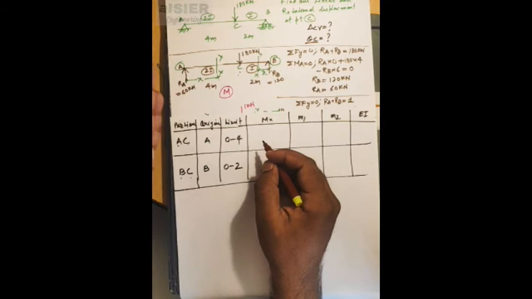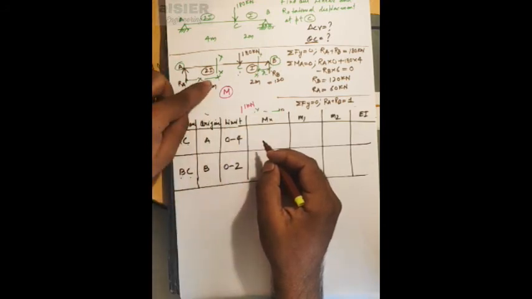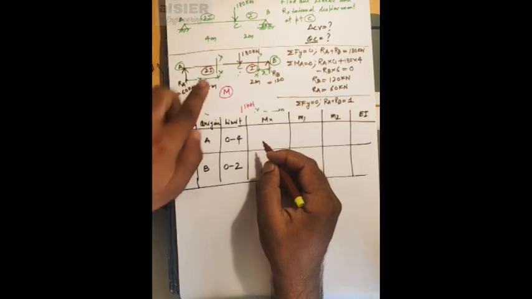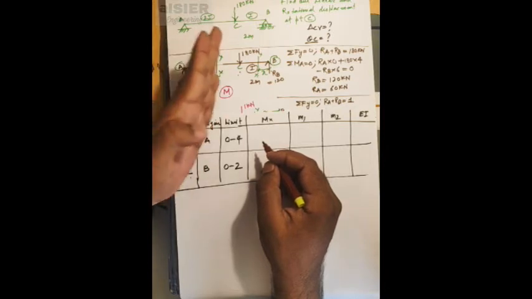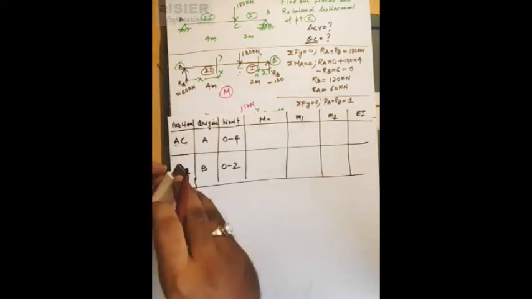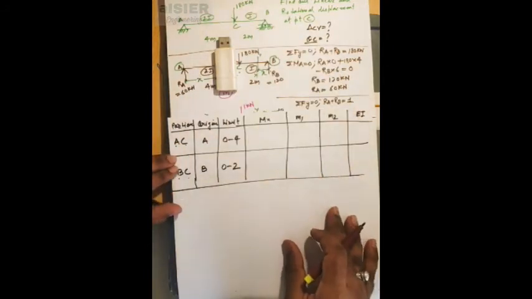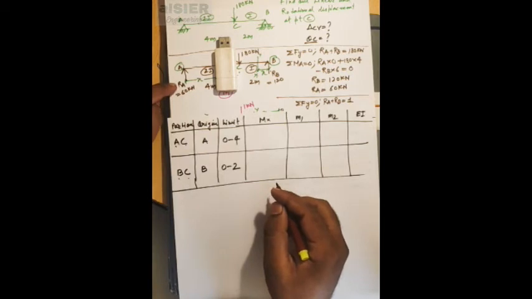Now where to look, on the right side or the left side? So always remember, we will look from where the x is starting. So in this case x is starting from A, so we will look at the left side of the section. On the left side of the section there is only one load, it is Ra.